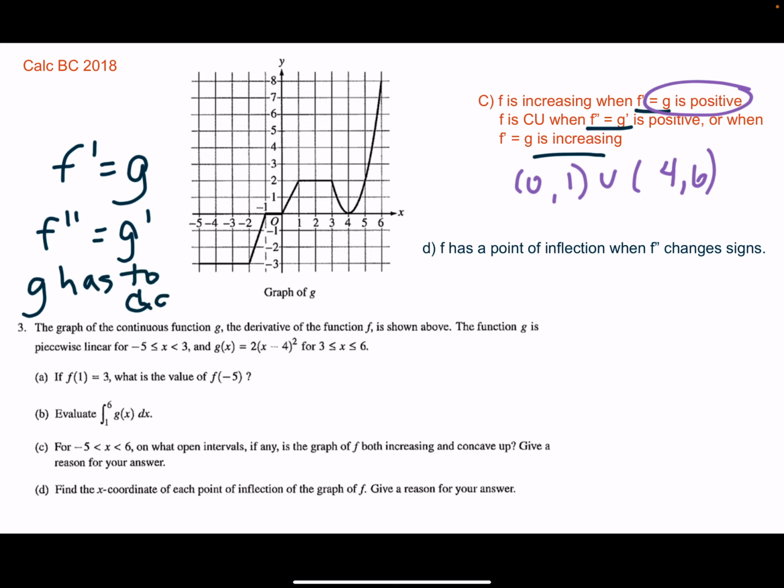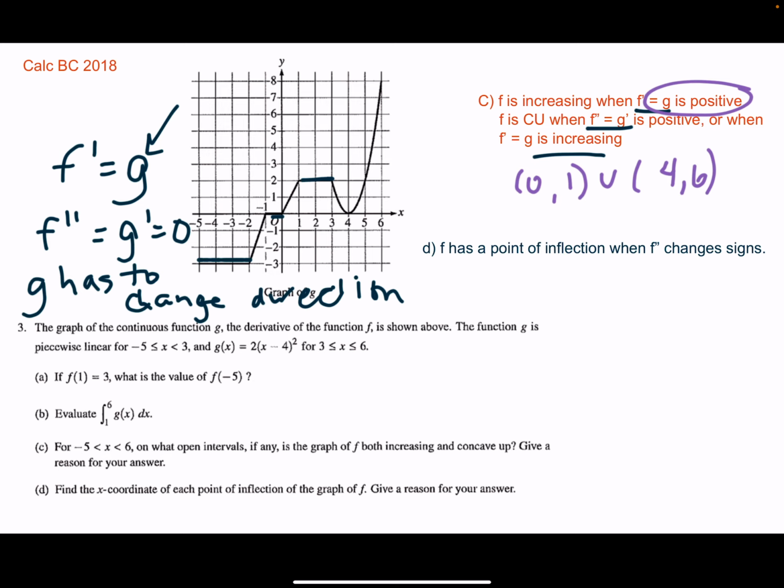Okay, and what I want you guys to understand while we're talking about this is that these places where F prime, which is G, has slopes of 0, if G has a slope of 0, that means that this has a value of 0 over here. That means the second derivative is 0. That's not concave up or concave down. So there's no concavity on these intervals.